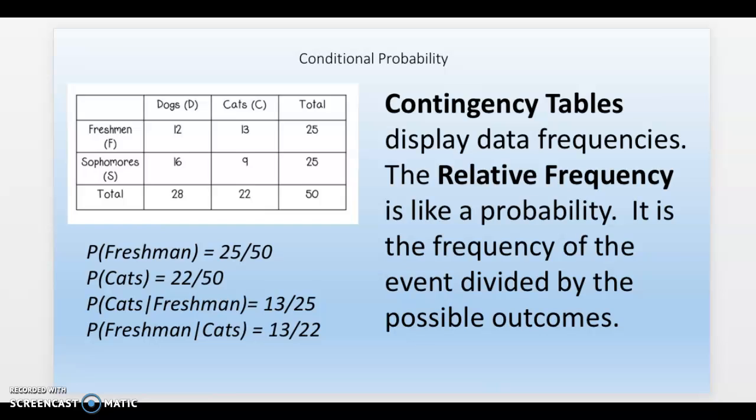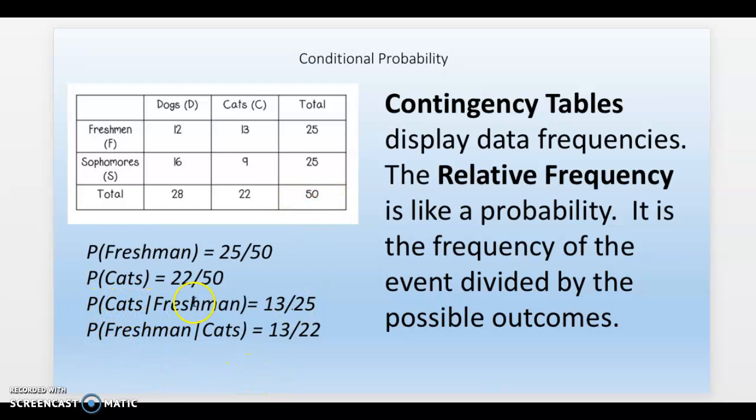Guys, contingency tables, they display data frequencies. That's what they do. The relative frequency is kind of like a probability. It's the frequency of the event divided by the possible outcomes. And here's some examples here, and we're going to go through a bunch of examples. But in this case, just the probability of freshmen, the total is 50 down here. There's 25 freshmen right here, okay? And the probability of cats, well, there's 22 cats. That's in this column here. The total number of cats is 22 divided by 50.